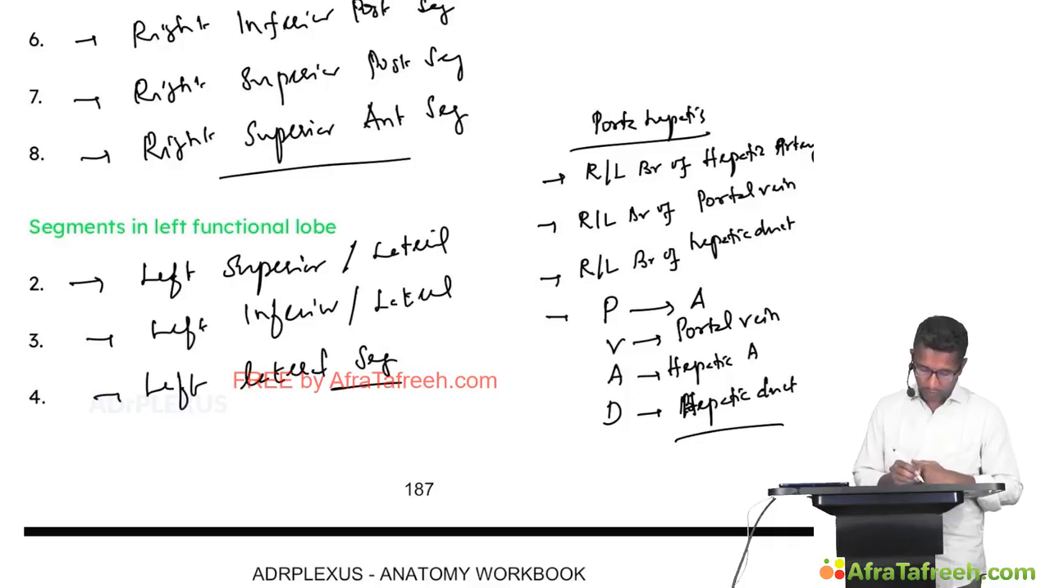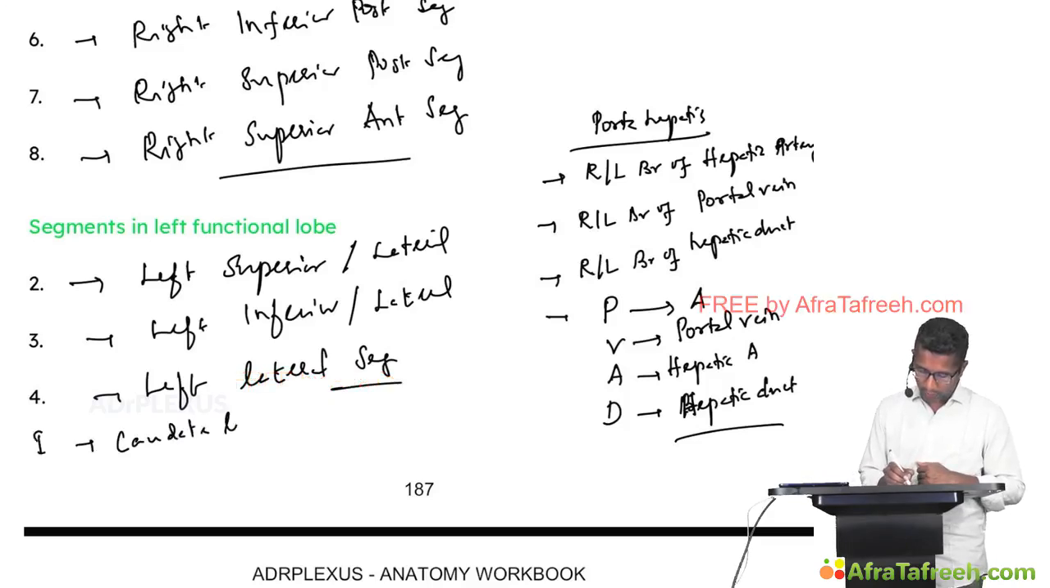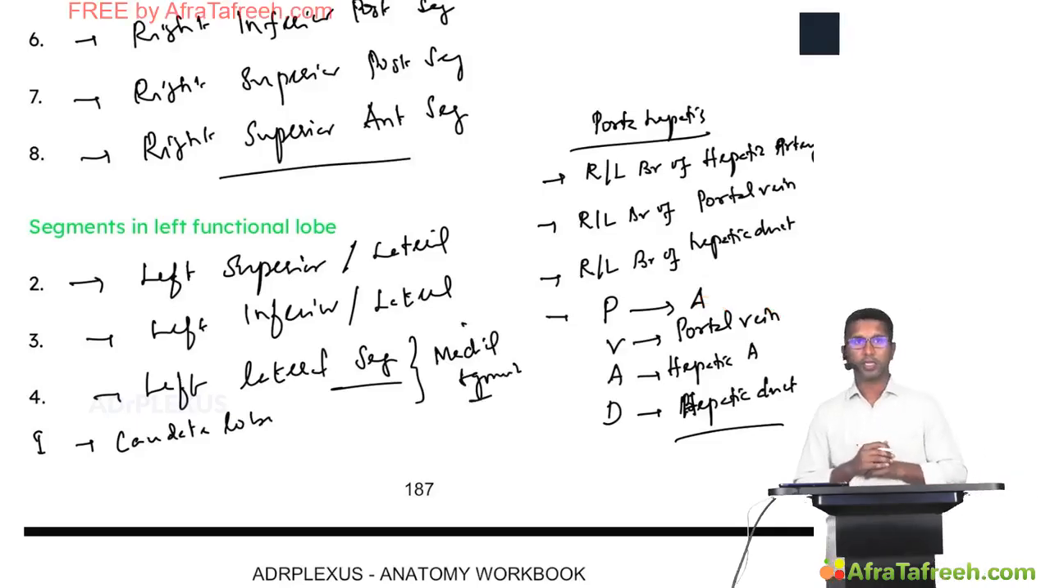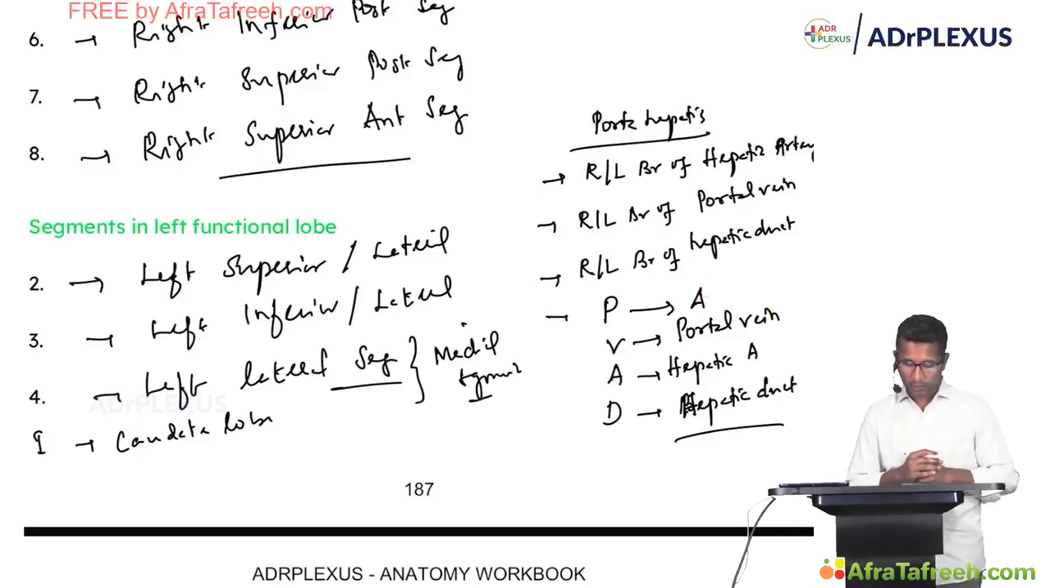Okay, 1 is the caudate lobe. The number is not mentioned here. So the caudate lobe and the 4th are nothing but the medial segment. So please kindly correct it. Sorry for this mistake.